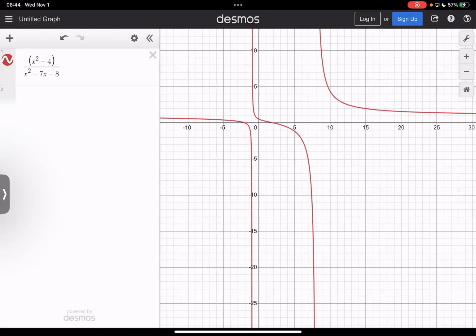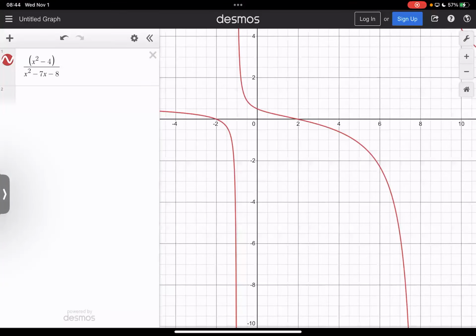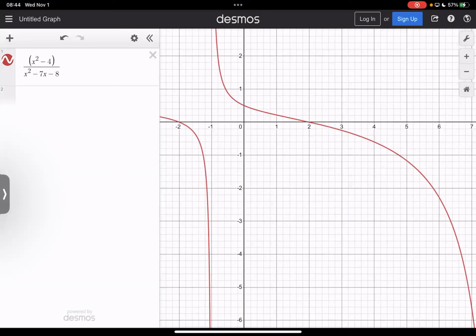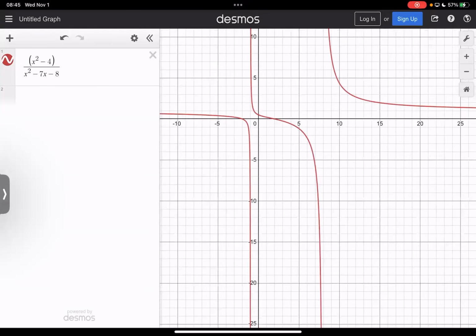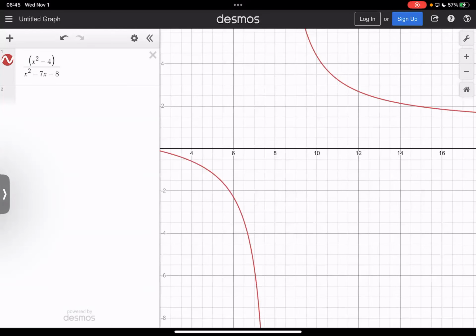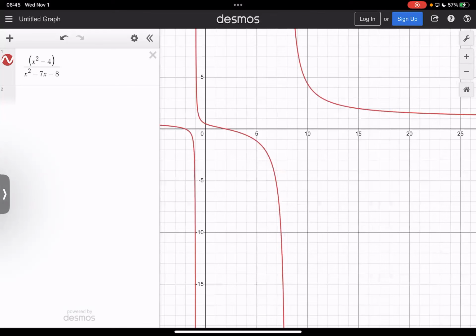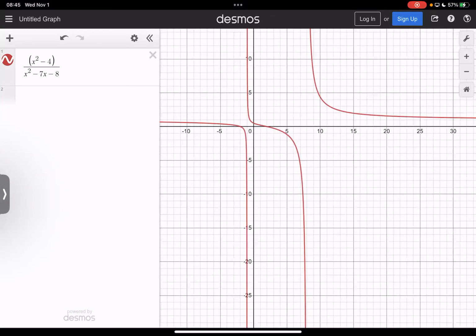Whoa, crazy. Looks good though. Right? Here, this looks like -1 to me. Right? So we've got this asymptotic behavior, a real asymptote. And then here at 8, I'm assuming 8 because that's what we found, right? And so we did good.